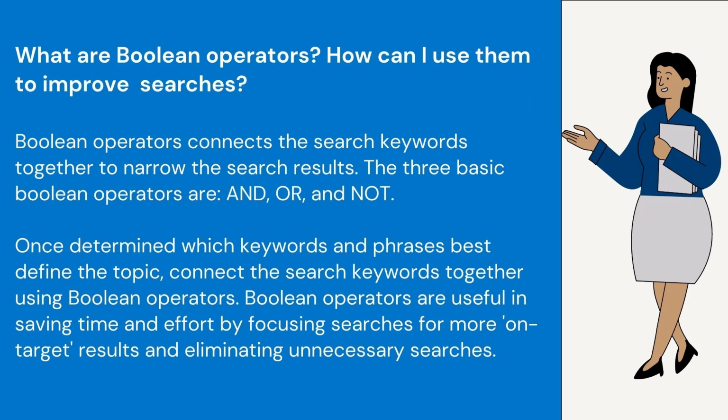What are Boolean operators? How can I use them to improve searches? Boolean operators connect the search keywords together to narrow the search results. The three basic Boolean operators are AND, OR, and NOT.